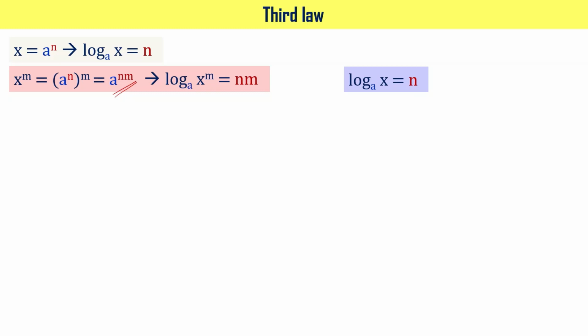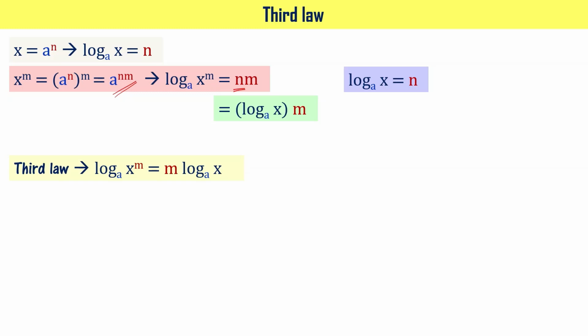Earlier, we said that log of x to the base a equal to n. Means if I substitute this particular expression for n here, then what I get is log of x to the base a times m, right? So let me write it as a single equation, that is called third law. Log of x power m to the base a equal to m times log of x to the base a. I hope you understood this.